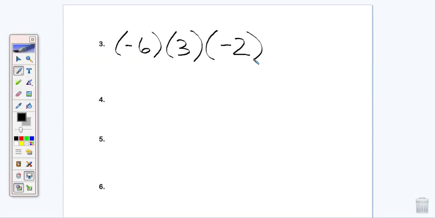Let's look at it this way first. Let's look at the first two. What would a negative times a positive get you first? Negative. So then you're going to take this negative times another negative, which turns out to be what in the end? Positive. It's going to be positive in the end, isn't it?